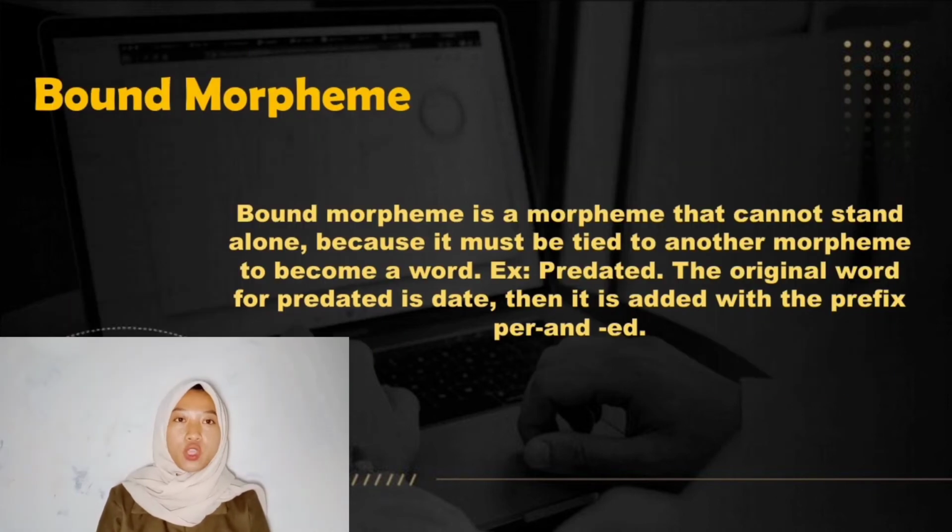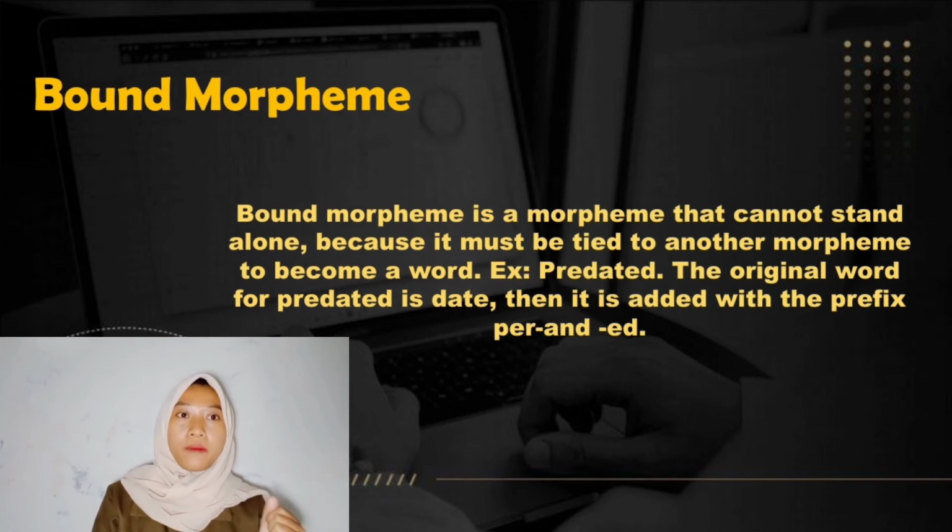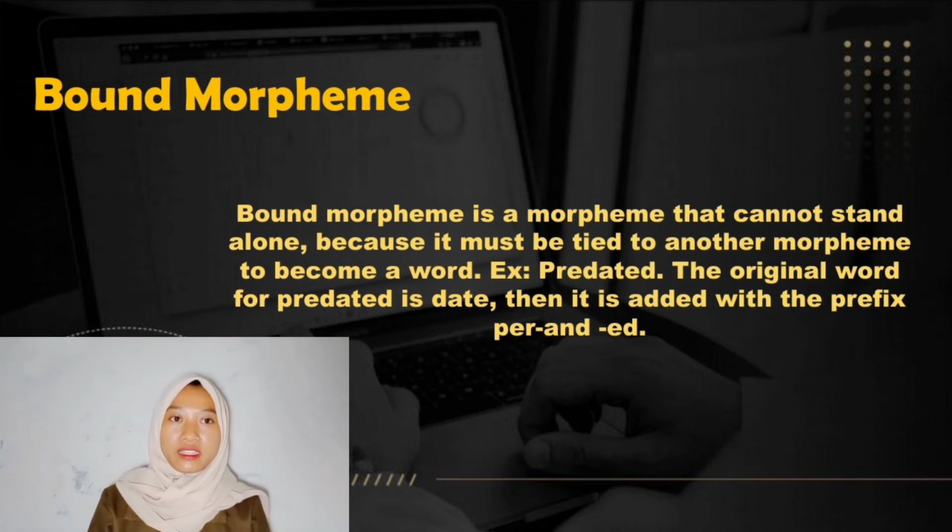The second type of morpheme is bound morpheme. A bound morpheme is a morpheme that cannot stand alone because it must be tied to another morpheme to become a word. Example, predated. The original word for predated is date. Then it is added with a prefix and a suffix. The prefix is pre and the suffix is ed.